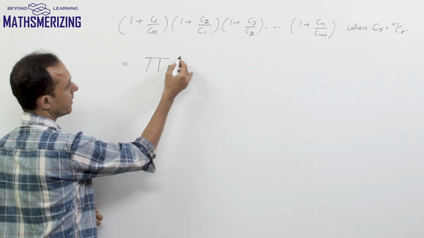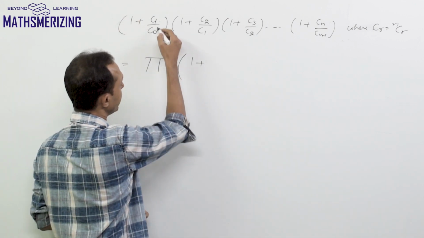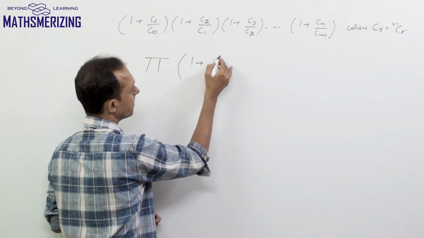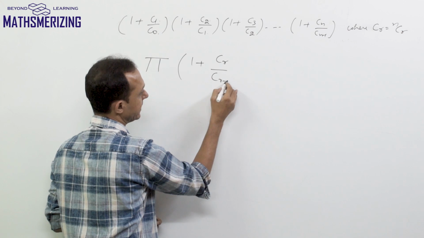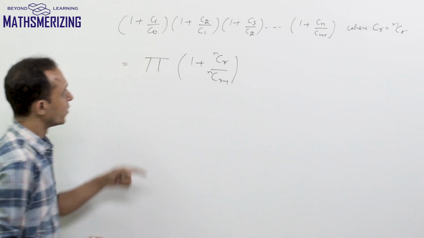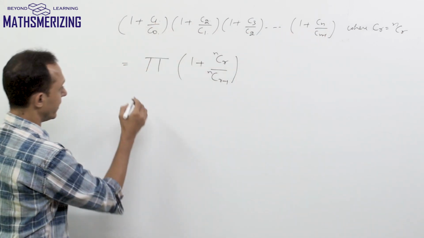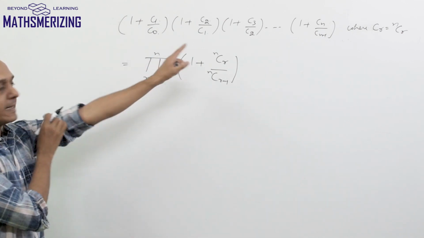So this pi, it is 1 plus, now it is suppose C1, then C0, C2, then C1, C3, then C2. So it will be simply Cr upon Cr minus 1. So I'll simply write nCr upon nCr minus 1, where the value of r varies from 1 to n. So I'll write it as the product of these n expressions.